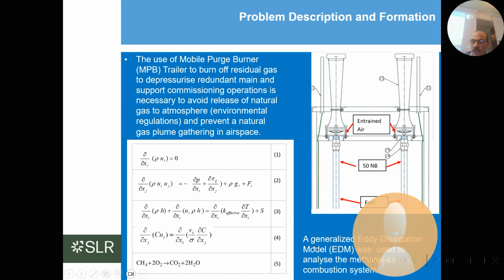I have also used a generalized eddy dissipation model to analyze the combustion system. This model is very good when the fuel is burning quickly and the overall chemical reaction is dictated by turbulent mixing. It is implemented in many commercial software like ANSYS Fluent, the one I use for this study. And most importantly, this one is validated against measurement data as well.